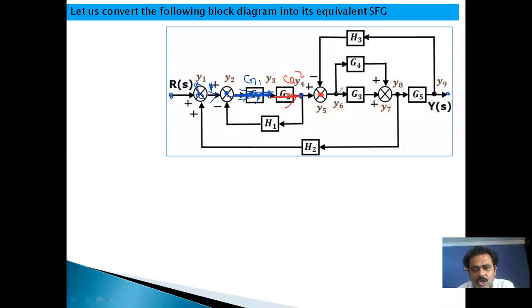So we have to consider all the summing points, takeoff points, and the intermediate points in between the two blocks. Everything we have to consider, we have to represent with a system variable. So here the system variables are y1, y2, y3, y4, y5, y6, y7, y8, y9. Once we represent the system variables, that means identification of junctions, identification of nodes or a junction.